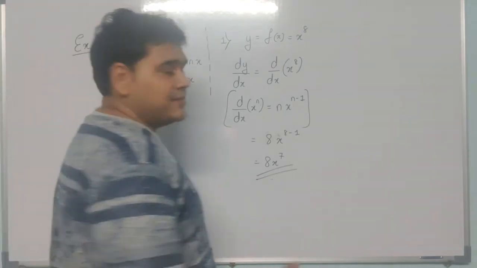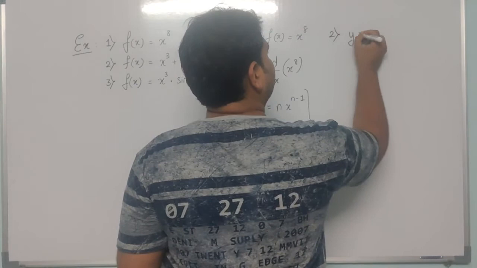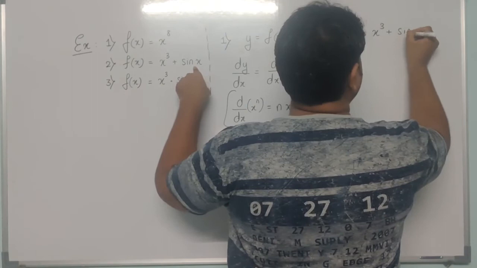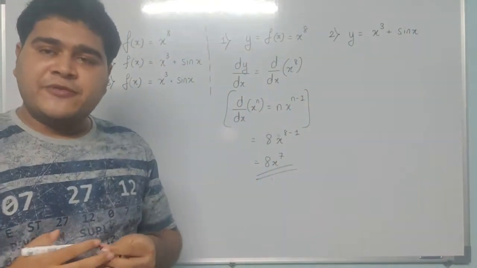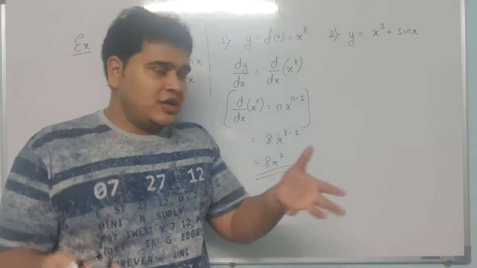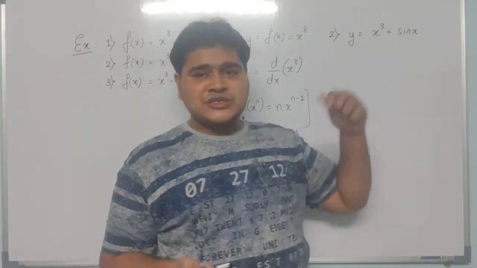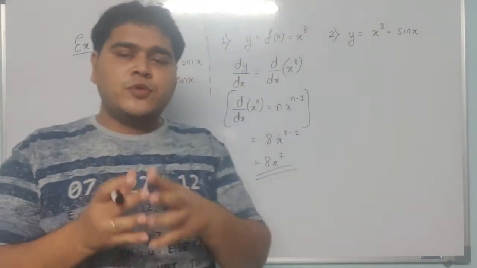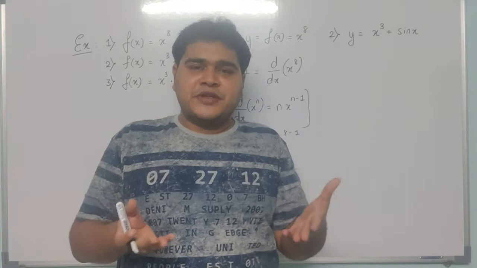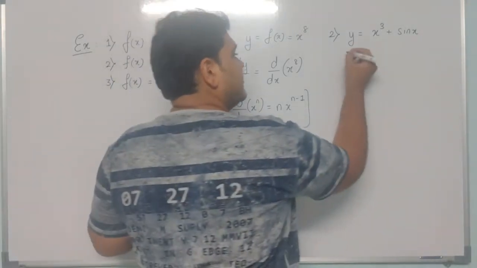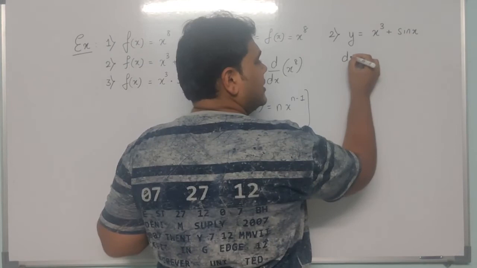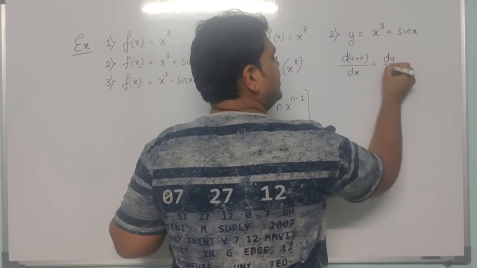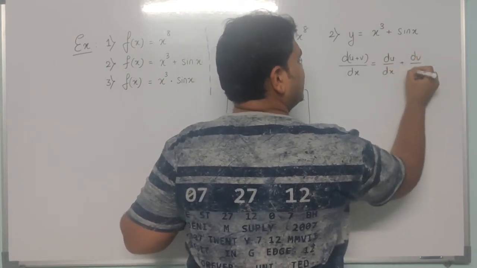Guys, now we go for the second sum. In the second sum, y is given as x cube plus sin x. Now if you remember that property, if you have the addition of two functions, here one function is x cube and another function is sin of x. So when there is an addition of two functions, you can apply the derivative to both of them just by distributing the derivative to both of them. Something like this. If you remember, d of u plus v by dx was du by dx plus dv by dx.